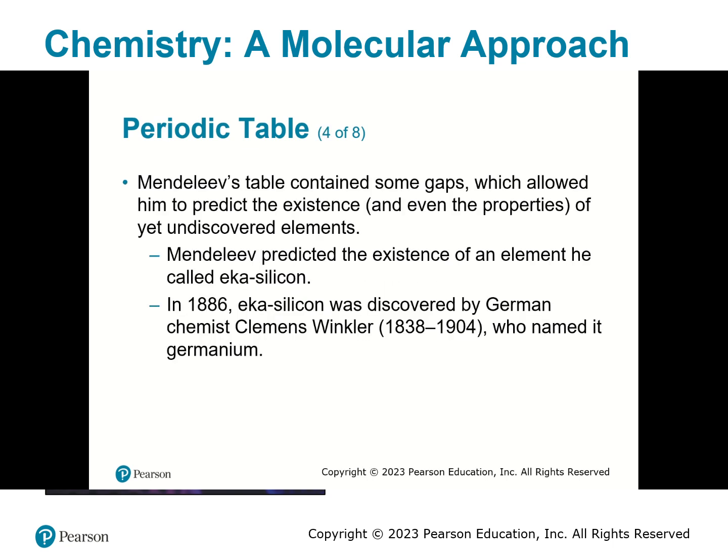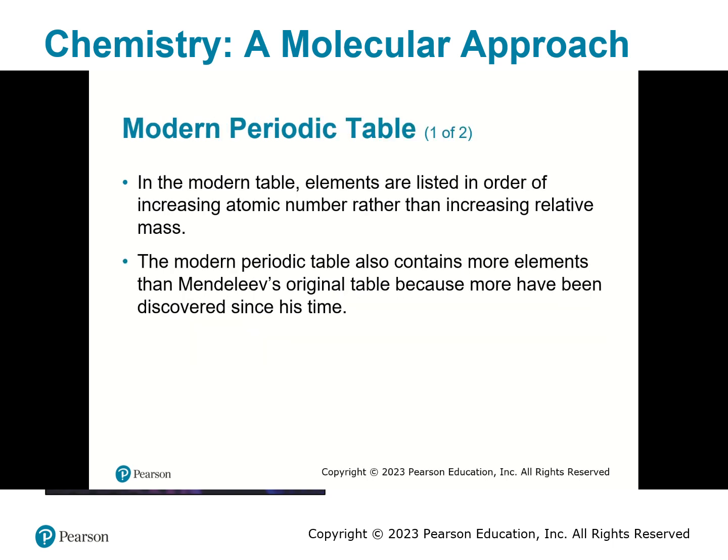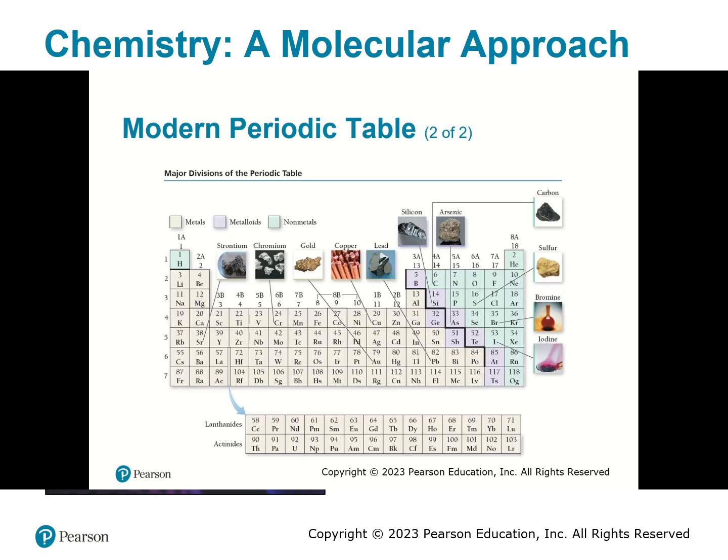So Mendeleev's table contains some gaps, which allowed him to predict the existence of yet undiscovered elements. This is what makes Mendeleev so special. And in the modern table, elements are listed in order of increasing atomic number rather than increasing relative mass. That is important, okay, because it can come up as a question on a test. The modern periodic table also contains more elements than Mendeleev's original table because more have been discovered since that time.